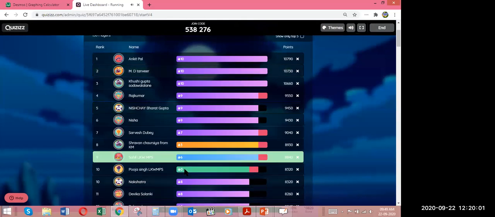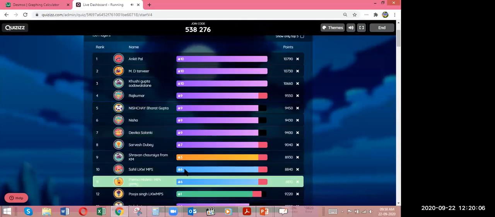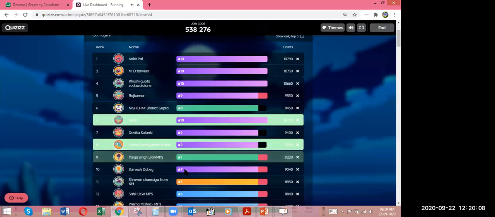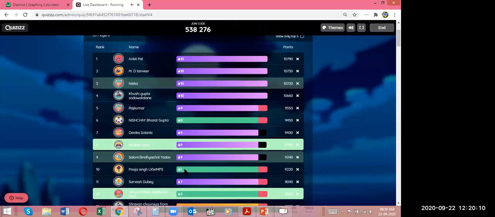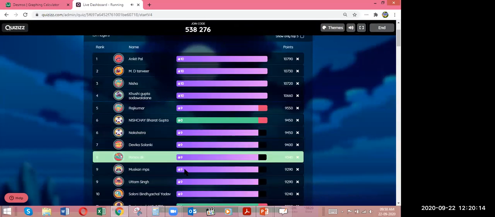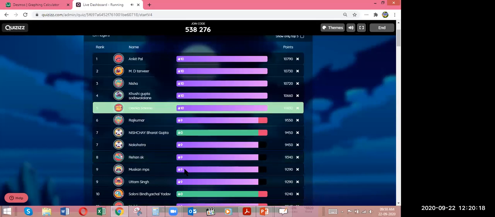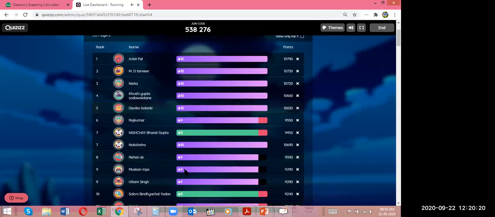Great. Wonderful. Fantastic. Sahil is on 10th number, Nisha is on 6th number, Rajkumar 4th number, and we can see Ankit Pal is on 1st now, with Tanveer on 2nd. They have completed their quiz. 2 more questions to go, students. Keep trying, keep trying. Khushi is on 4th.